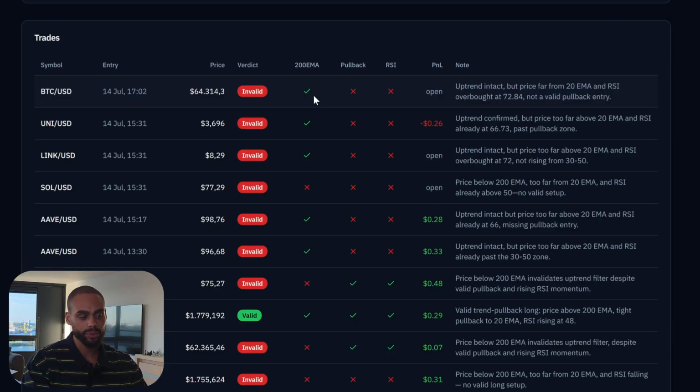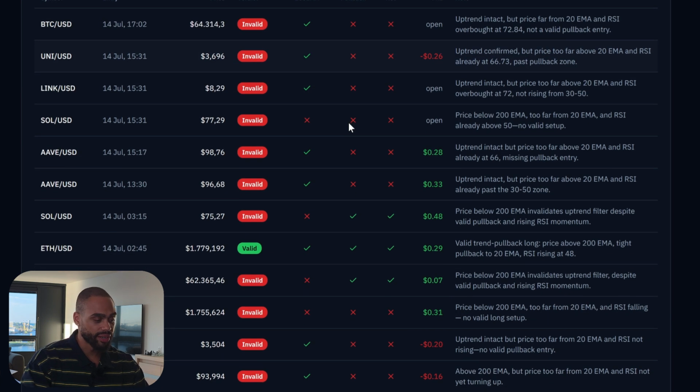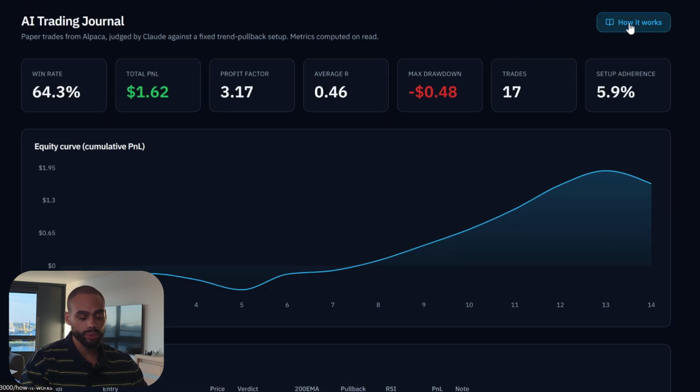So in this case, we do have price action above the 200 EMA, but we don't have a valid pullback to the 20 EMA and we don't have a rising RSI. The AI is then going to tell us the uptrend is intact, but price is far from the 20 EMA and RSI is overbought at 72.84. Not a valid pullback entry. Now, this is very nice. I'm going to show you how it works under the hood.